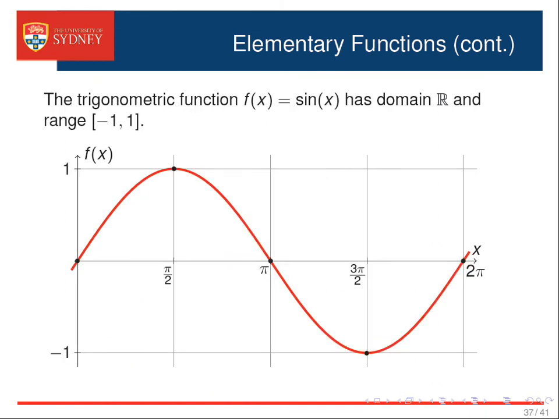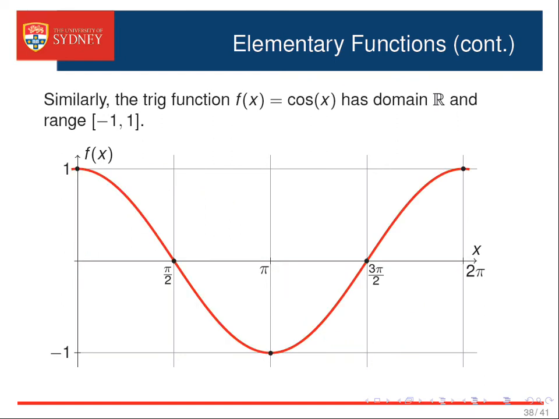Here's the sine function, which oscillates between 1 and minus 1. Here's the cosine function, which also oscillates between 1 and minus 1. Note that both sine and cosine are periodic, with period 2 pi. In other words, both graphs repeat over intervals of length 2 pi radians.